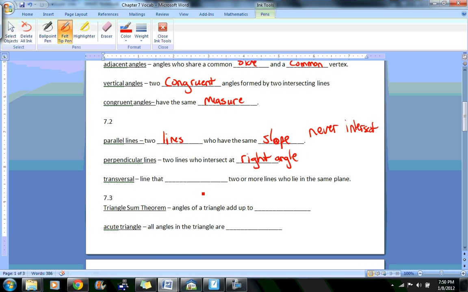Now, this is going to be a transversal. It's a line that intersects two or more lines who lie in the same plane. It means that a transversal is a line that crosses two other lines. That's all it means. And we'll get into much more detail as we work through this.